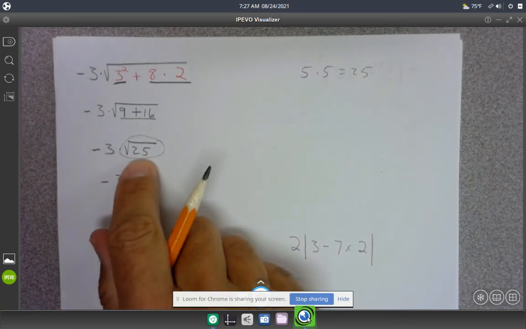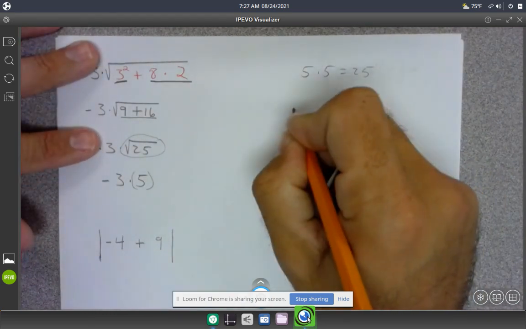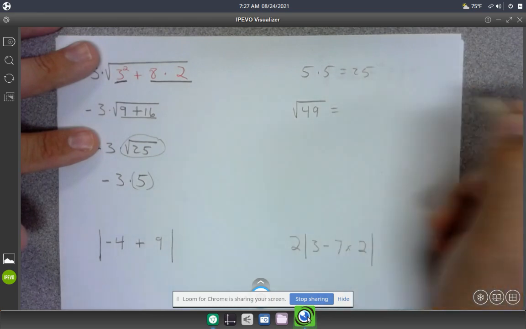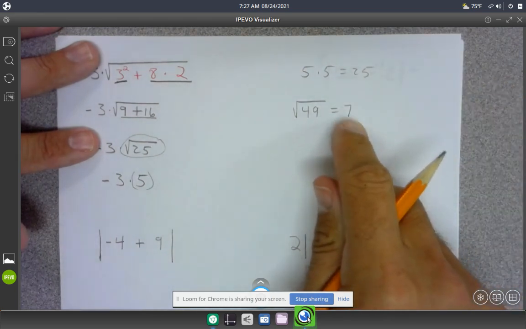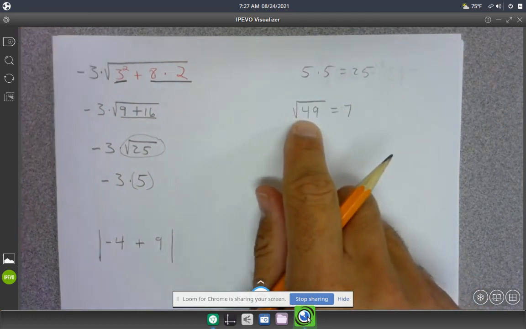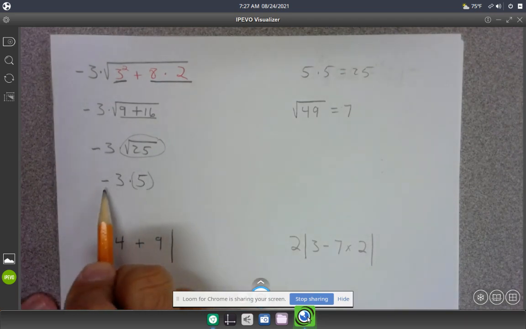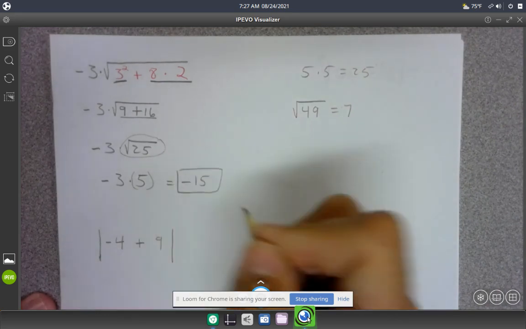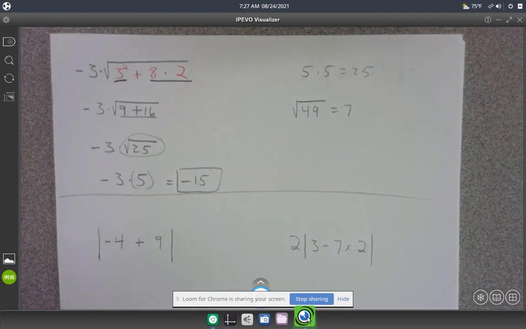Just by way of example, in case you don't know your square roots, another example of a square root would be square root of 49. That would equal 7, because 7 times 7 equals 49. Hopefully you've done those before. I'm sure you have. And then the last thing is just multiply these. -3 times 5, that's equal to -15. Boom, we're done. That one's done. Stop staring at it. It's done.